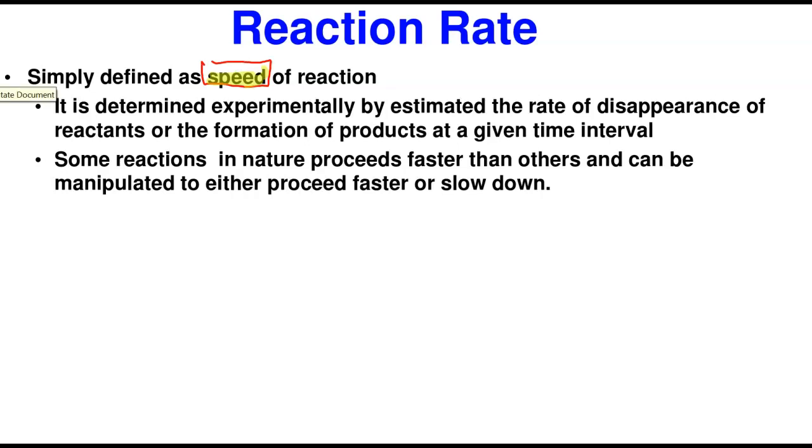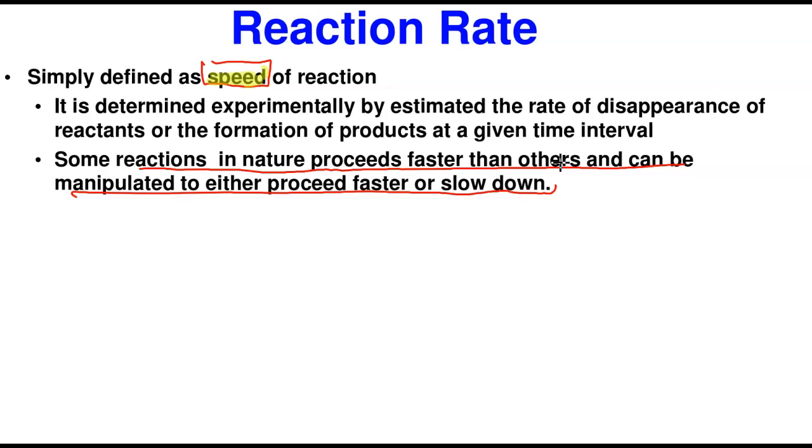You see, some reactions, naturally, like we said earlier, proceed faster than the others. While some of them occur very fast, some of them occur very slowly. Some reactions in nature proceed faster than others and can be manipulated in either way, either to make it fast or slow, depending on what you want. If you want to get more of the product, what do you need to do? You need to manipulate it in such a way that the reactants will collide more vigorously to form the product.